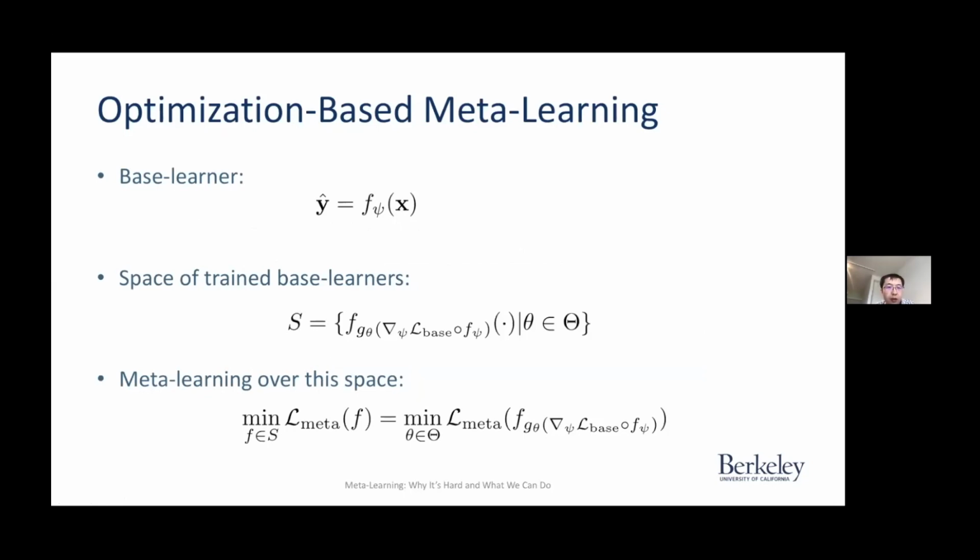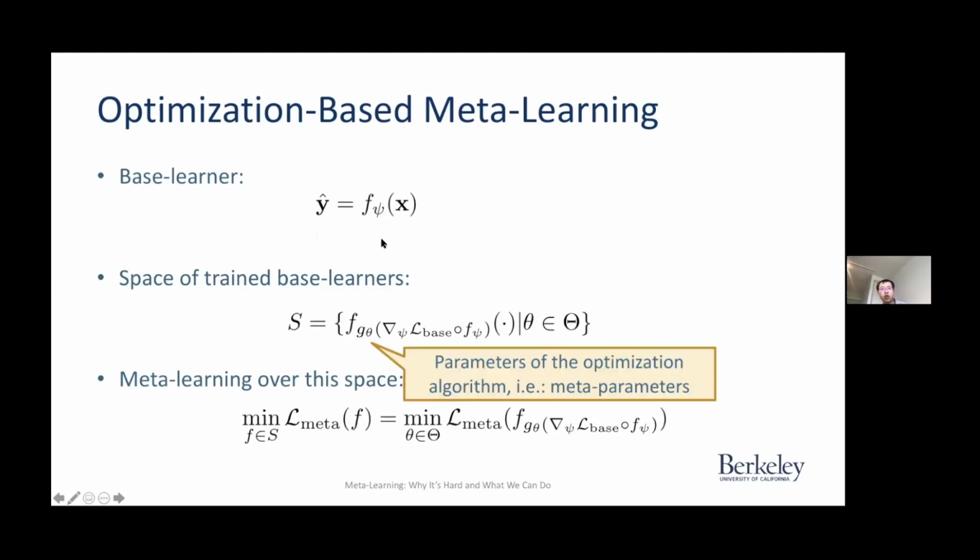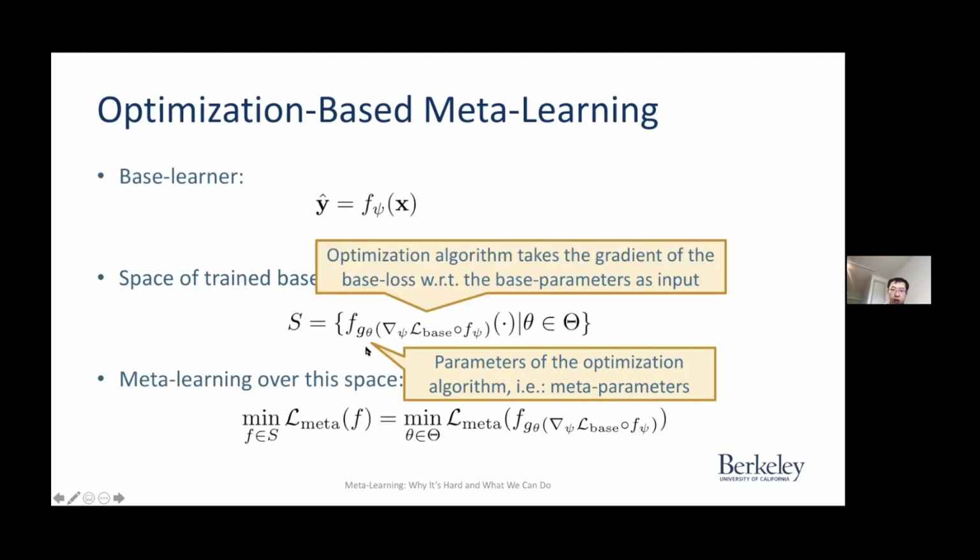So this is optimization-based meta learning, and that is different from the four different settings that I talked about. More precisely, in the base learner, we don't have a decomposition of the parameter space. We actually just have the parameters of the base learner. The meta parameters come in when we are searching for the base parameters. Here, the optimization algorithm is going to take in the gradient of the base loss with respect to the base parameters. The base parameters are the input here.